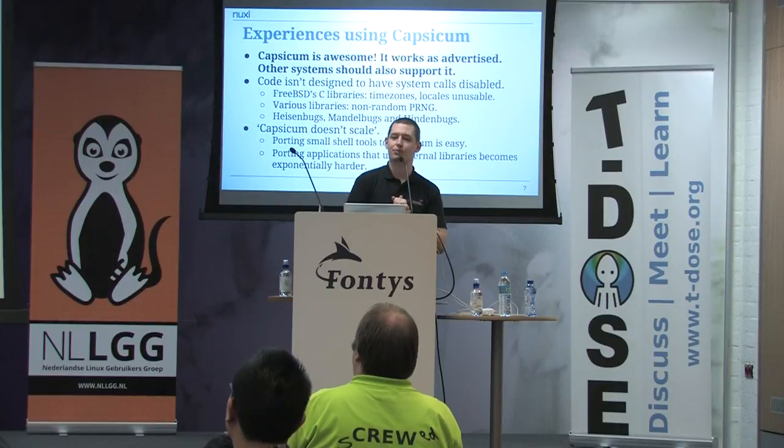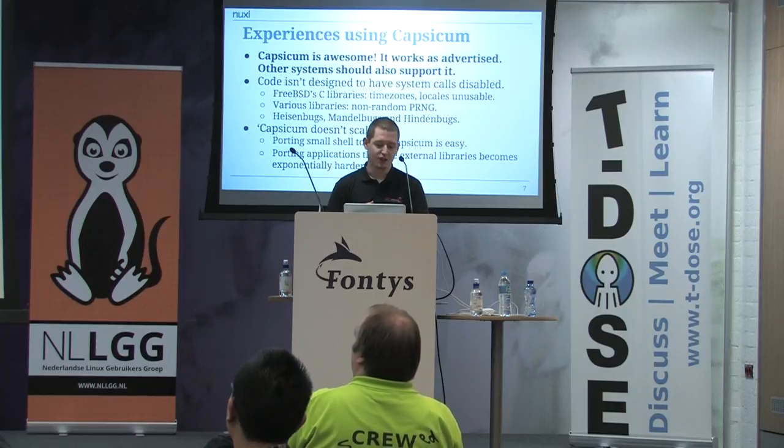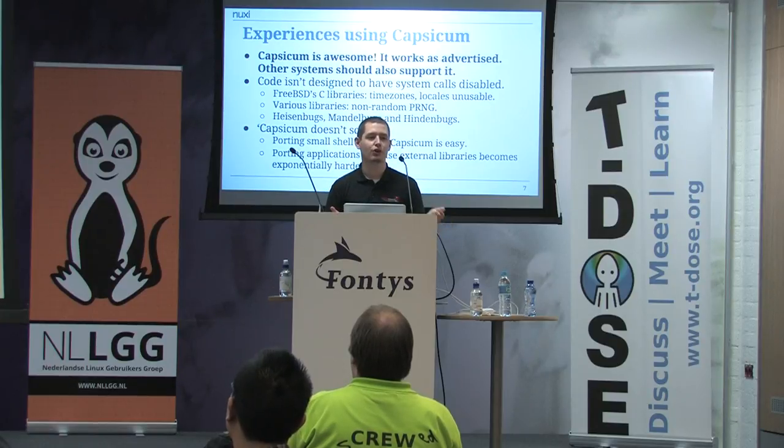And you can really see this in practice, that a lot of things break down massively. So time zone support in the FreeBSD C library doesn't work. If your program has started up and you're calling cap_enter, then there's no more mechanism in place that allows you to access /usr/share/zoneinfo and fetch time zone data. The C library interface doesn't allow you to pass in a reference to a directory that contains all the time zone information. It simply isn't there.